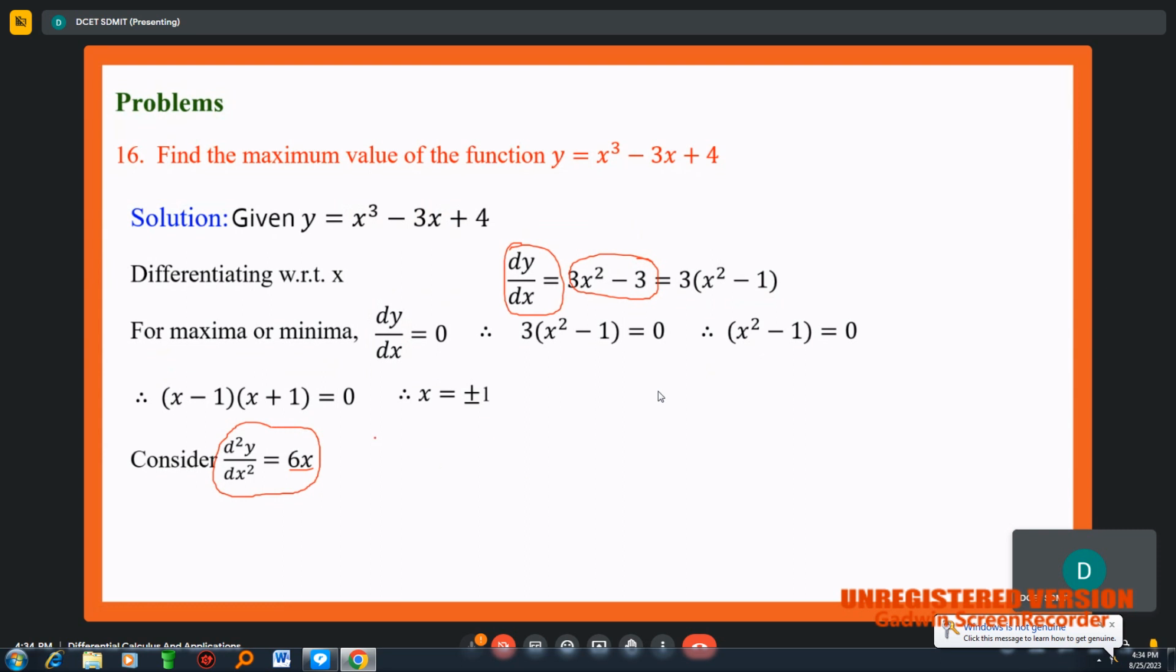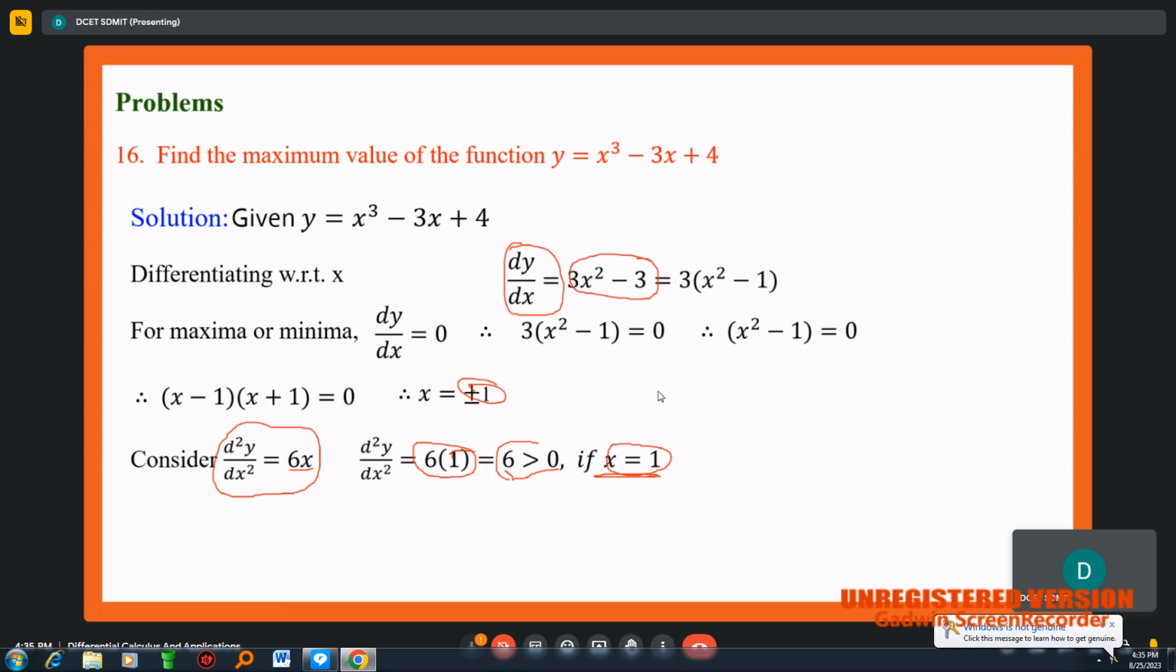Now we have to find d square y by dx square. First I am substituting x equal to plus 1. Substituting x equal to 1, 6 into 1 is equal to 6. 6 is greater than 0 when x is equal to 1. So d square y by dx square greater than 0 means a minima, and d square y by dx square less than 0 means maxima. Now x equal to 1 is not a maximum point, because it is a minimum point. Why?